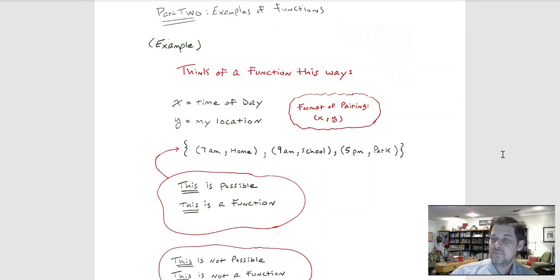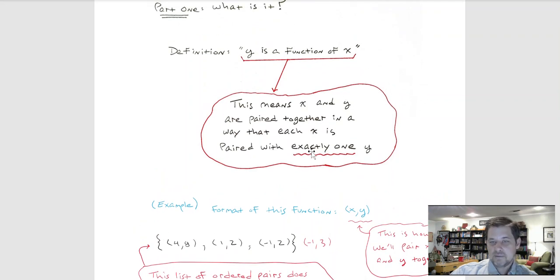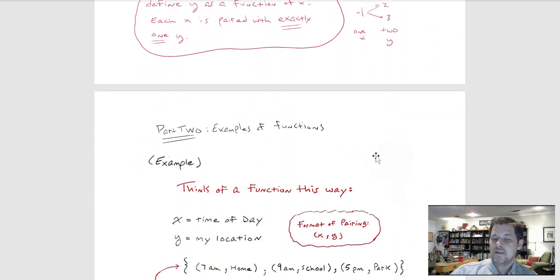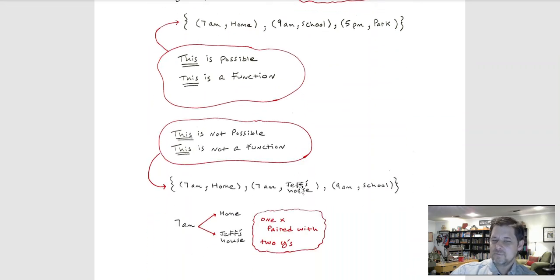And notice it fits my definition up here of what a function is, that every x is paired with exactly one y. There's no one value of x that's paired with two different y's and so on. So this is a possible description of my day. It's a possible way that you could pair these things together, and this is a function. Now think about what it would look like if it wasn't a function.